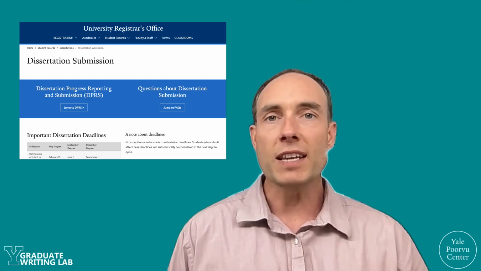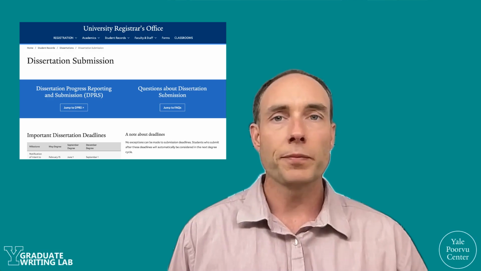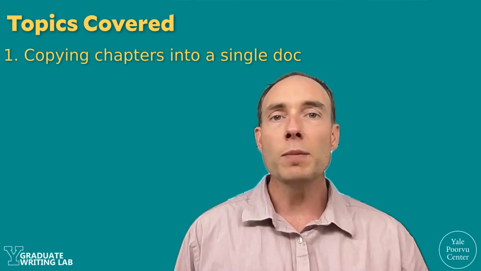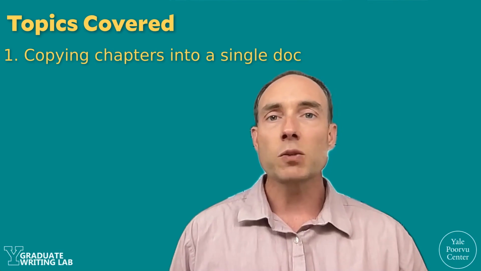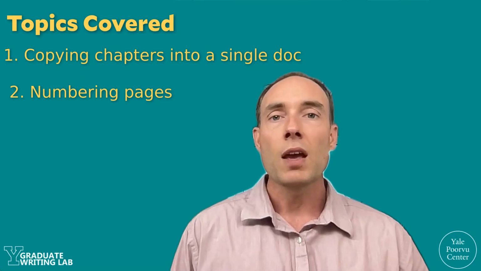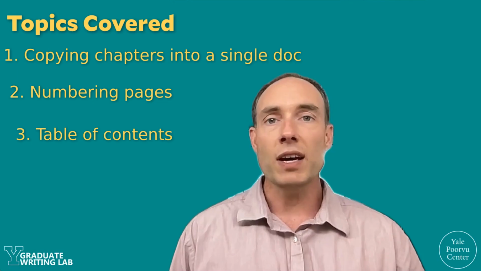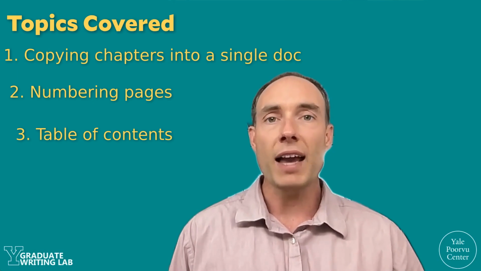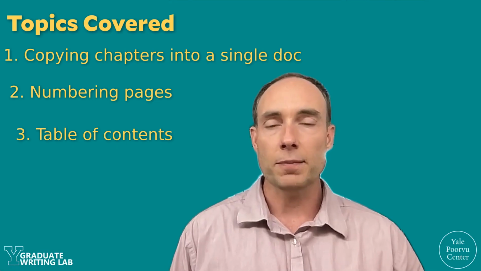Most guidelines will be easy to execute for users of Microsoft Word. This video covers 4 less obvious elements of formatting dissertations. First, we'll cover copying individual chapters into a single document, including making adjustments for copying chapters written in a citation manager. Next, we'll cover properly numbering the pages of different sections of the dissertation. Third, we'll look at inserting a table of contents that automatically updates if you make changes and has clickable anchor links to corresponding sections of the text.